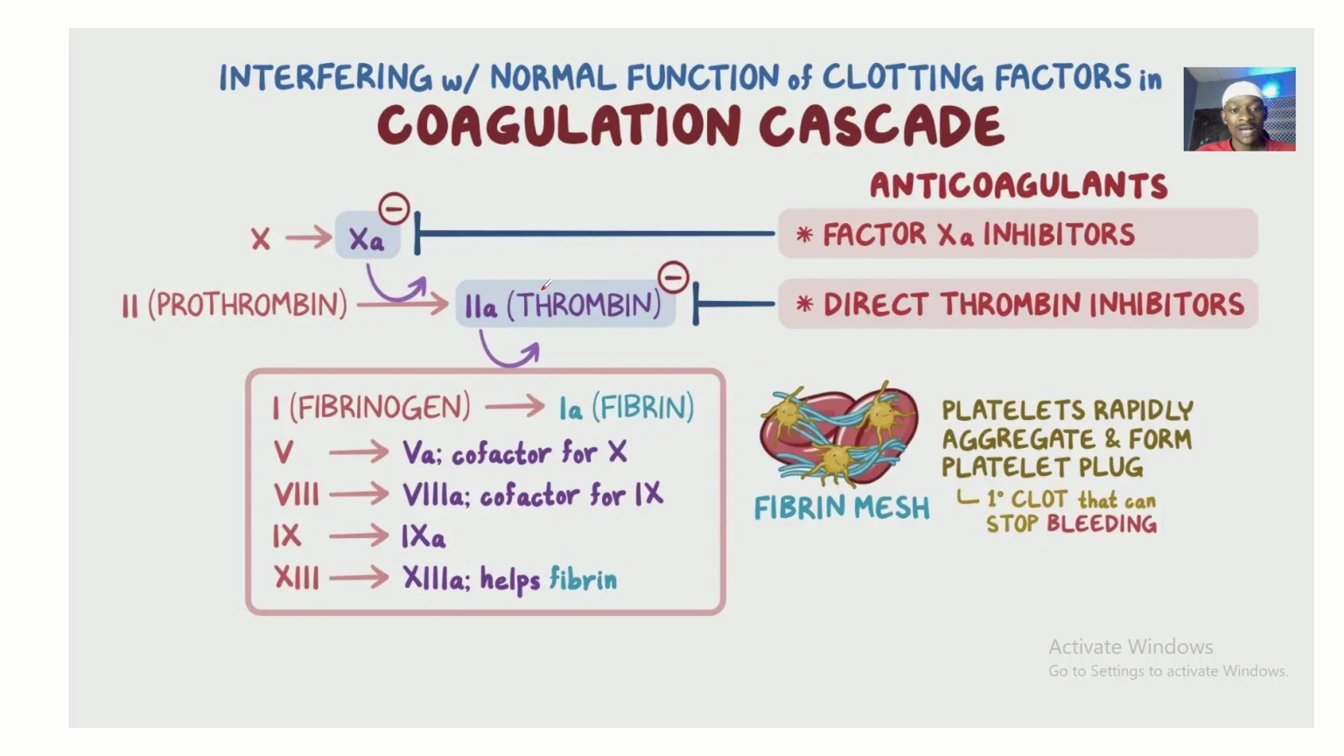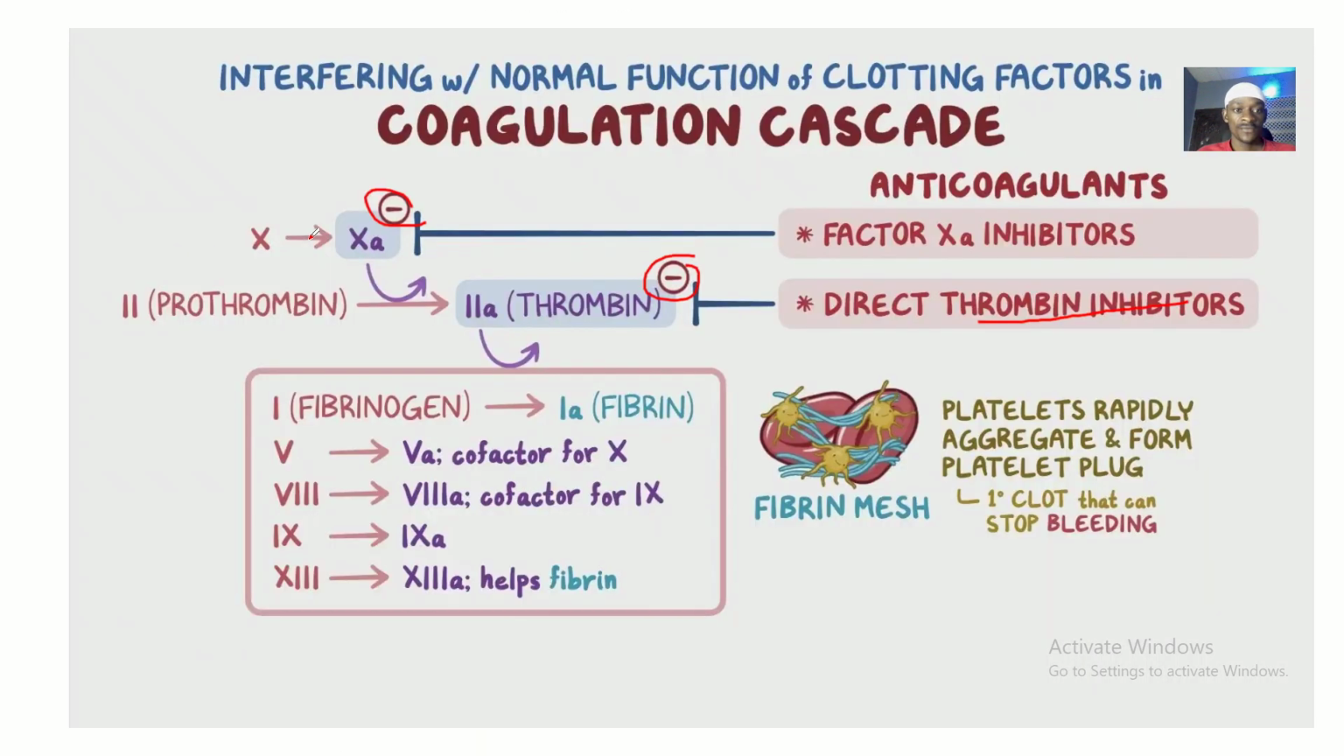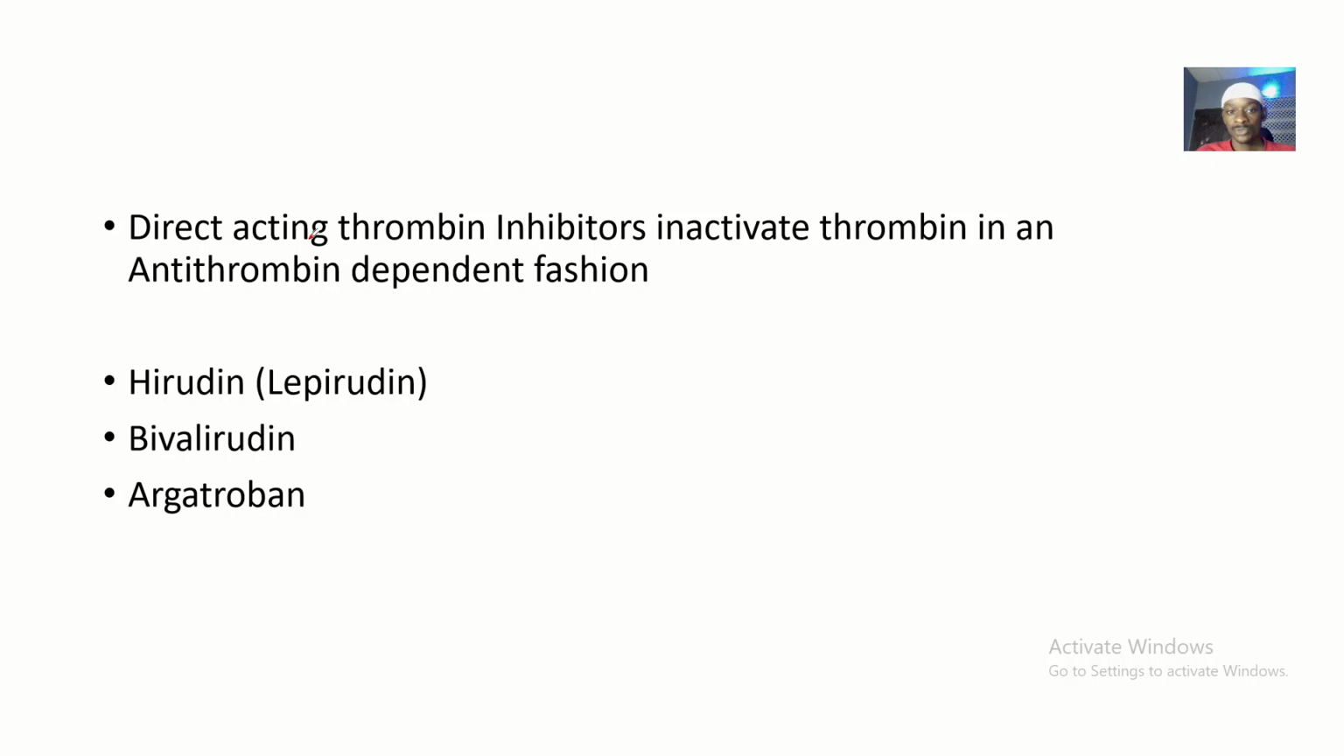So this is how anticoagulants work. Some inhibit the activation of factor 10 to active factor 10, and some inhibit thrombin, and these are the ones we are looking at. That's a thrombin inhibitor. I think we have two types of thrombin inhibitors: the direct thrombin inhibitors and the indirect thrombin inhibitors. So let's briefly look at the direct inhibitors now.